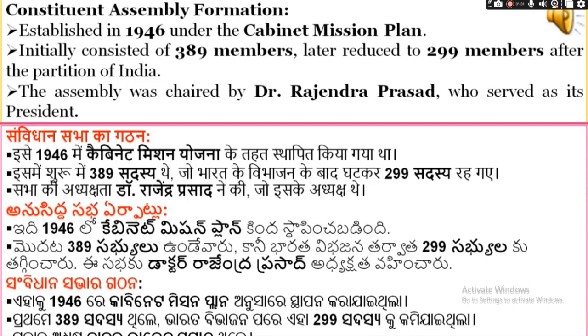Constituent Assembly formation, established in 1946 under the Cabinet Mission Plan. Initially consisted of 389 members, later reduced to 299 members after the partition of India. The Assembly was chaired by Dr. Rajendra Prasad, who served as its president.